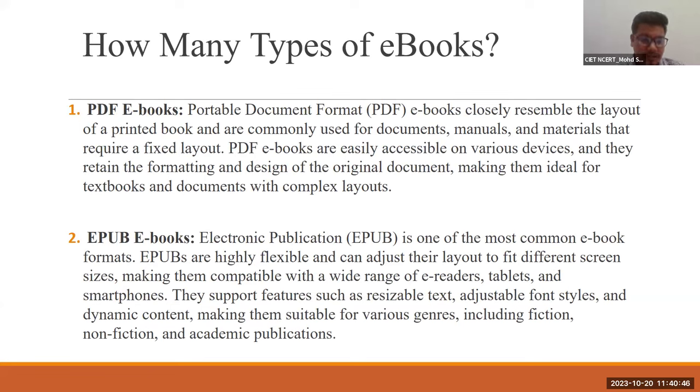And the next type of ebooks is EPUB. Electronic publication is one of the most common ebook formats. EPUBs are highly flexible and can adjust their layout to fit different screen sizes, making them compatible with a wide range of e-readers, tablets, and smartphones. They support features such as resizable text, adjustable font styles, and dynamic content, making them suitable for various genres, including fiction, non-fiction, and academic publications.